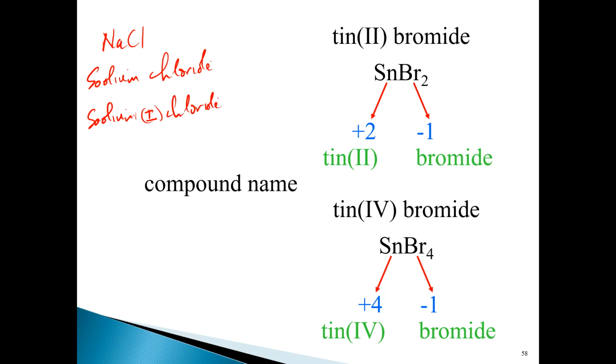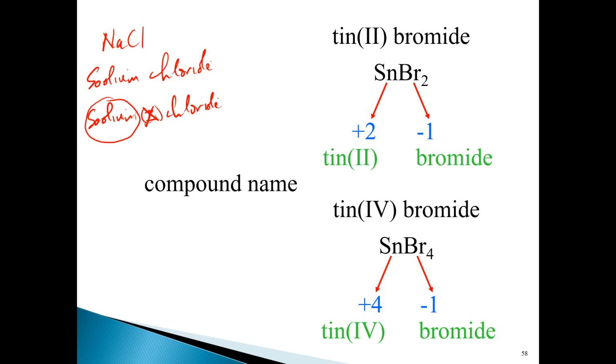Because there's only one type of sodium ion, the one with the +1 charge. So according to IUPAC, it is redundant for you to include the charge in the parentheses beside the name of the sodium ion. Okay, so that's basically how we go about naming these compounds.